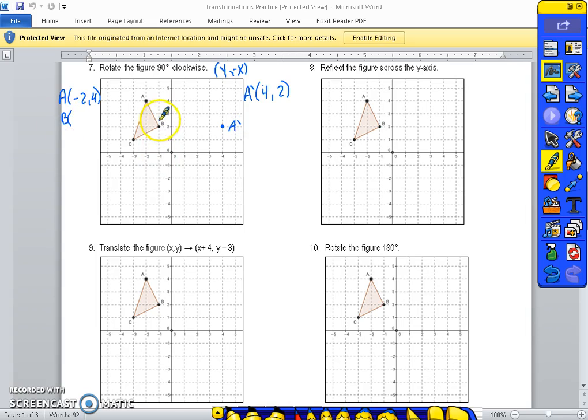B is at 1, 2. We're going to flip those, negative 1, 2. Flip those, 2, and then negative 1 becomes a positive 1. If you rotate clockwise, you flip your numbers, change the sign of the new second number. And then C is at negative 3, positive 1. So again, you flip those numbers, change the sign of the new second number.